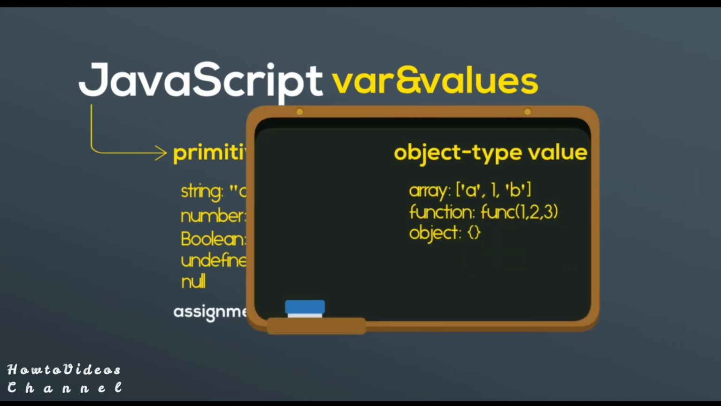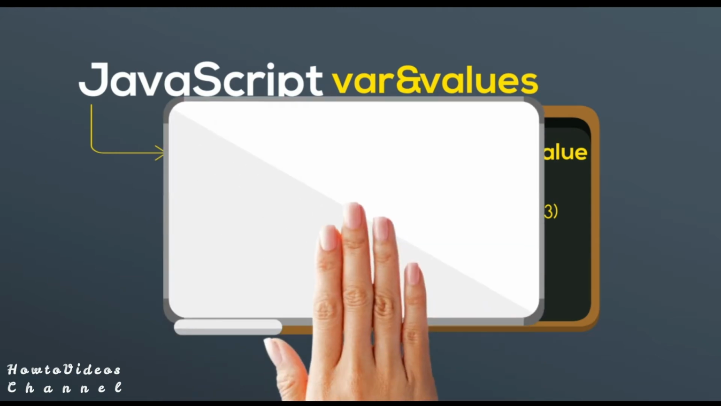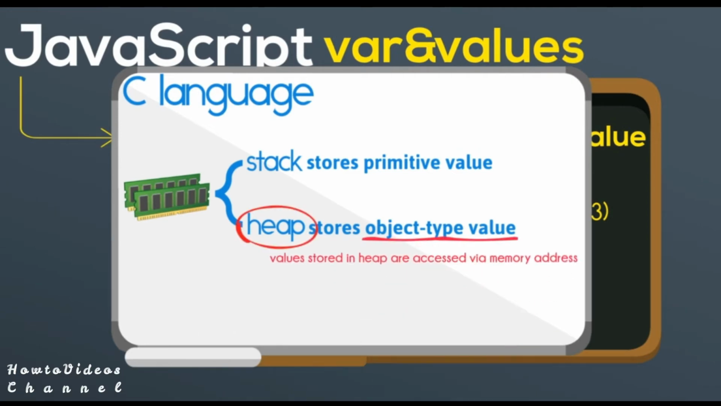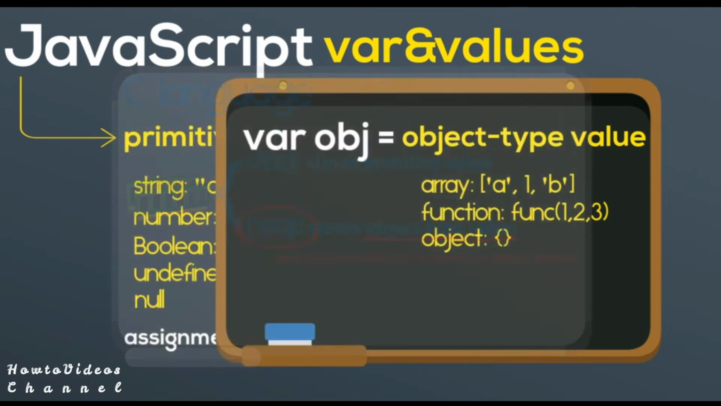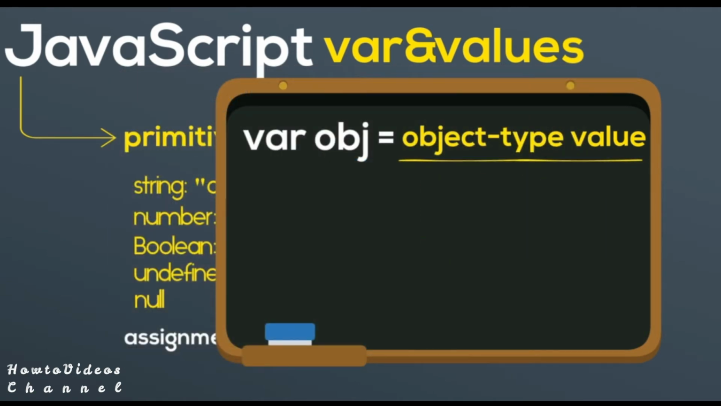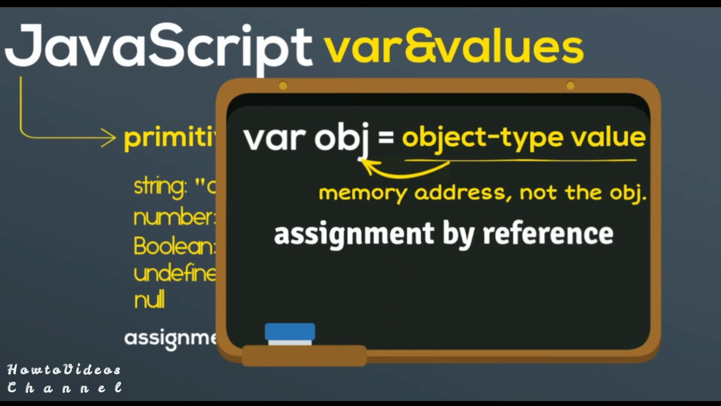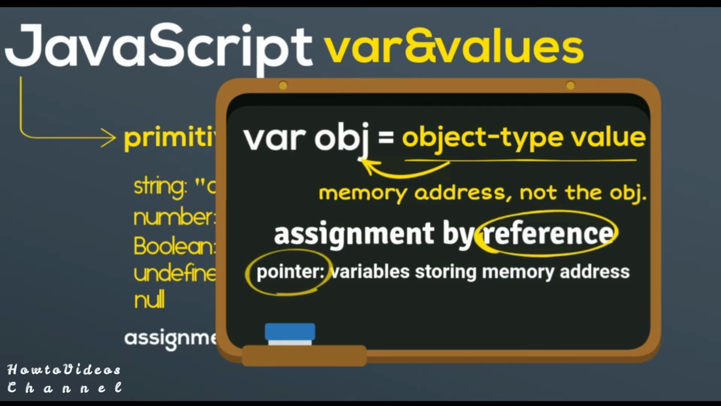When you assign an object-type value to a variable, things are very different. If you have experience in low-level languages like C, you would know object-type values are stored in heap. We operate them via their memory address. When we assign them to variables, what the variable actually gets is the memory address of the object, not the object itself. This is called assignment by reference. Variables whose value is a memory address are called pointers. In the future, whenever you see the word reference or pointer, you should know it is about memory address.